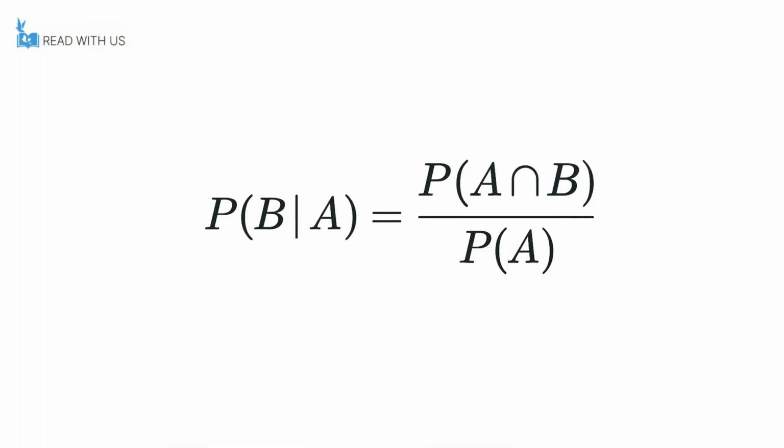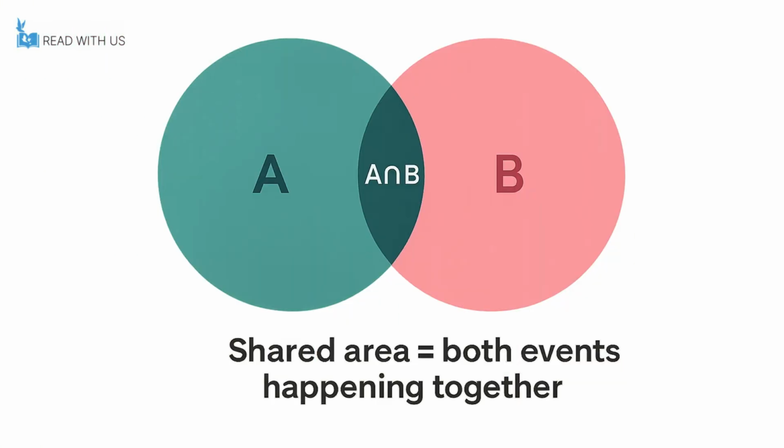We can calculate conditional probability using the formula P of B given A equals P of A and B divided by P of A. Here, P of A and B means both events happening together, and P of A means the probability of A alone.